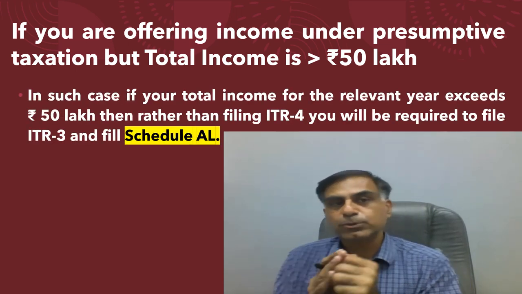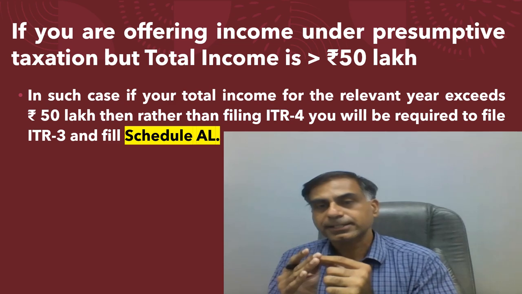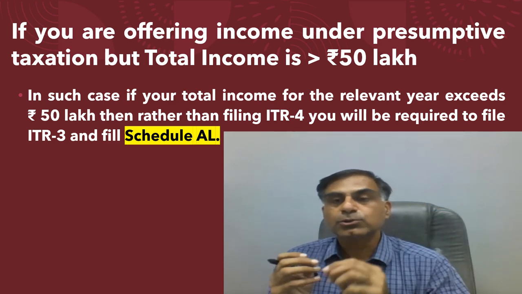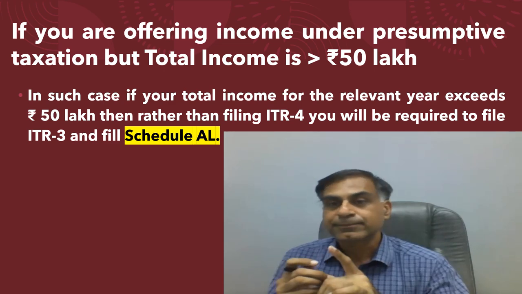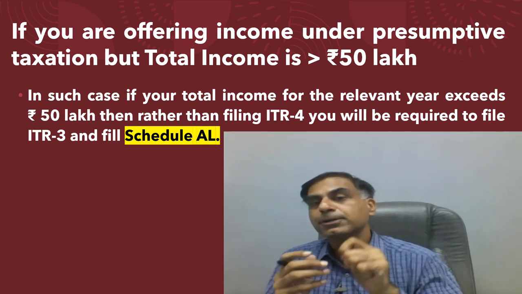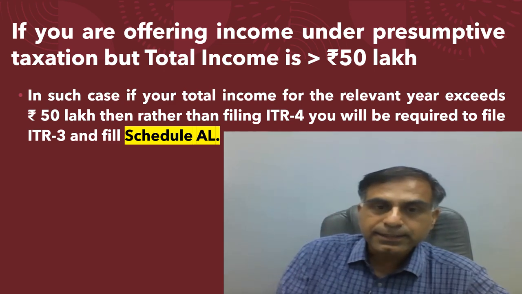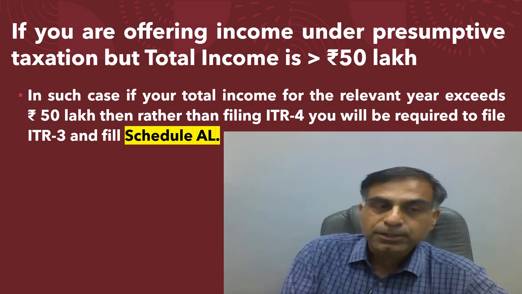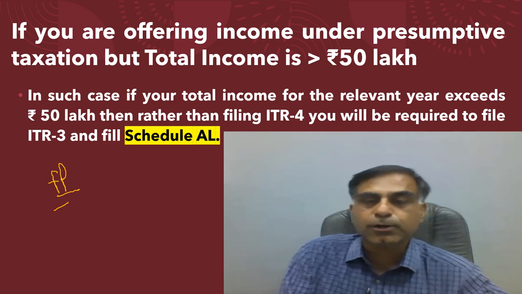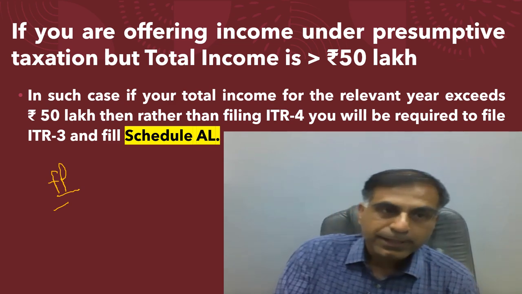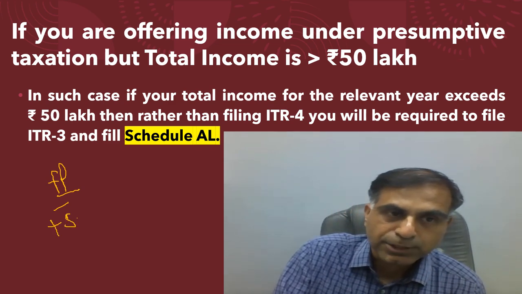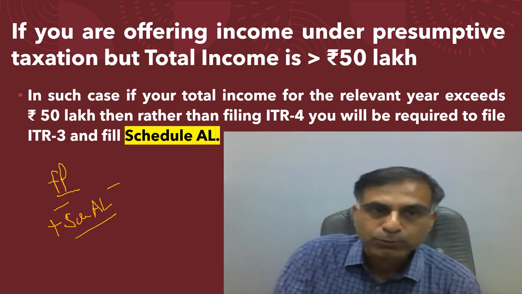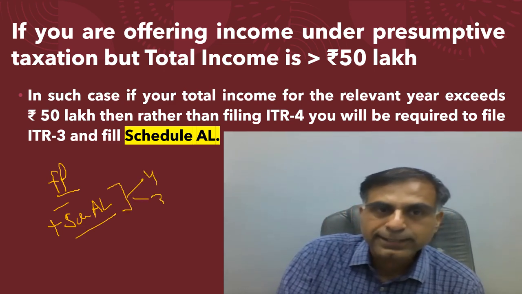Then a person like me would suggest that in such a case, apart from giving financial particulars which I have discussed with you, you are also supposed to fill up the schedule AL. And in that case, two things will happen to you. First thing is that as a 44AD or ADA or AE person, you are supposed to give the financial particulars of the relevant business or profession. And you are also supposed to fill up the schedule AL. And there is no schedule AL included in ITR 4. Then you have to move from ITR 4 to ITR 3.